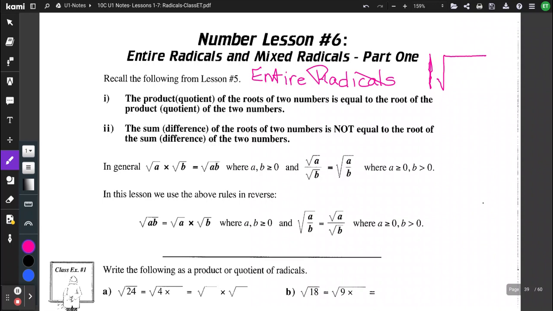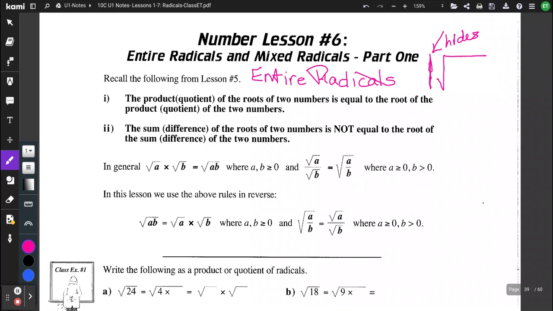Okay, so entire radicals, they have a hidden 1 in front of the radical. That's how you know it's in entire form, okay? So there's a hidden 1 in front. That guy likes to hide. Okay, so that's how we know we're in entire form, because all you've got is a hidden 1 out front.